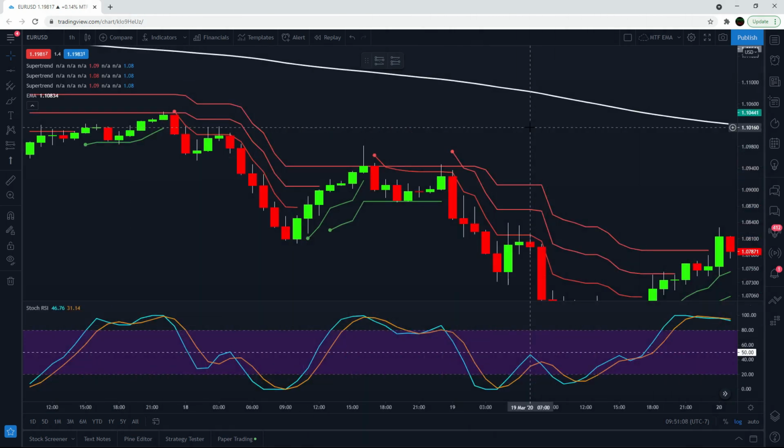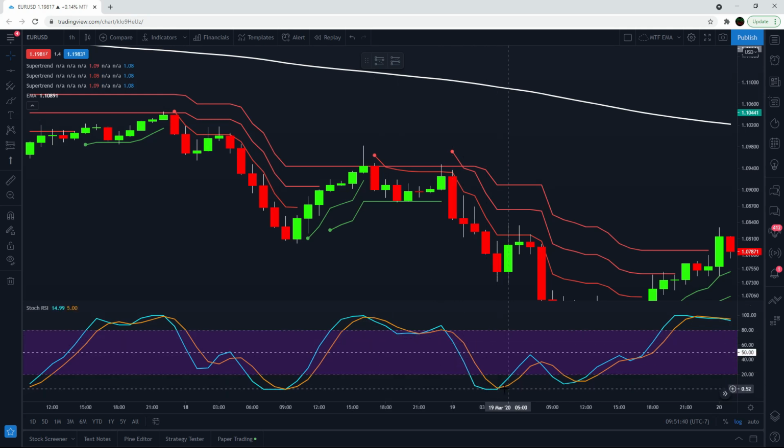The first rule with this strategy is you can only take short positions when price is under the 200 EMA, and you can only take long positions when price is over the 200 EMA. The next rule is for a short position, you can only take a short when the stochastic RSI goes into the overbought territory over the 80 and then crosses down. For a long position, you can only take a long when stochastic RSI goes oversold below the 20 line and then crosses up.